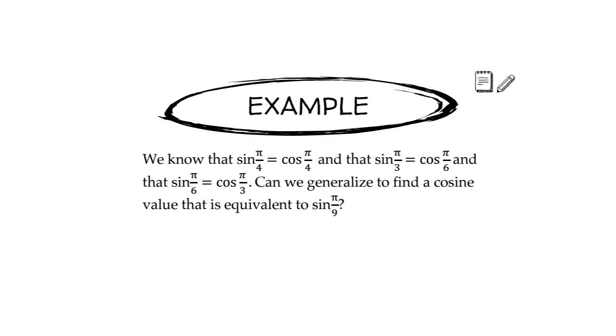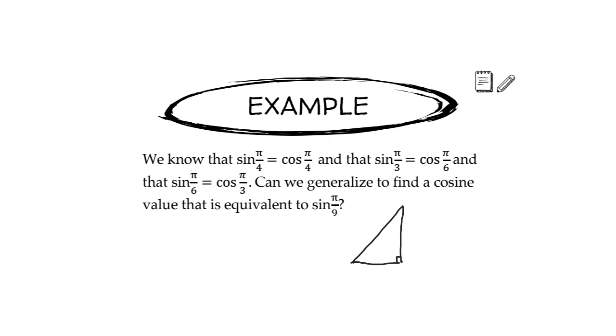Can we generalize this? Can we figure out how sine and cosine are directly related based on different but relatable angles? And maybe in such a way that we could find a cosine value that's equivalent to sine of pi over 9. Well, to answer this question, again, I'll draw a triangle like we did at the very first example. So here's my triangle. Sine of pi over 9 isn't a value that I've memorized. I could work it out based off the unit circle, but I can also picture it this way.